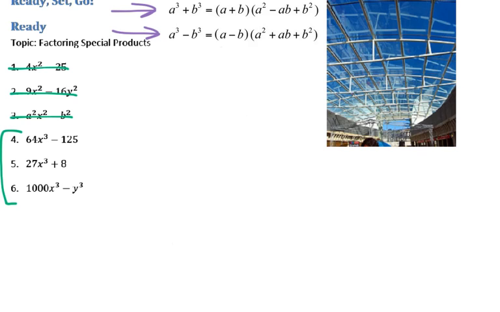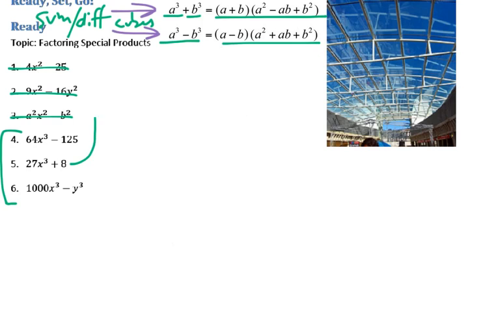Now we're looking at these 3, and these are what we call the sum and difference of cubes. So we've got a cubed plus b cubed, and this is how we can factor it. We've got a cubed minus b cubed, and this is how you factor it. So let's look at 5 first. Now, 27x cubed. 27, what is that? Well, it's actually 3 cubed, so 3x cubed plus 2 cubed.